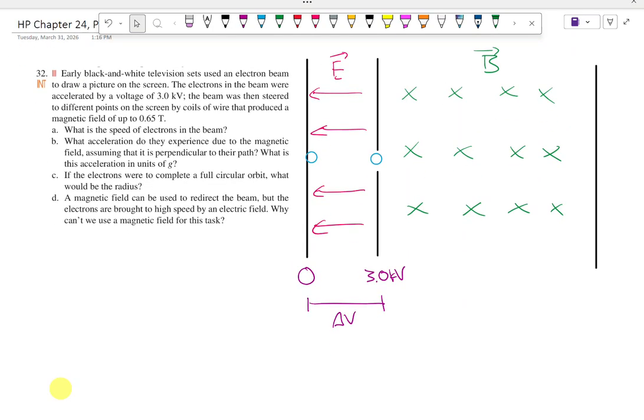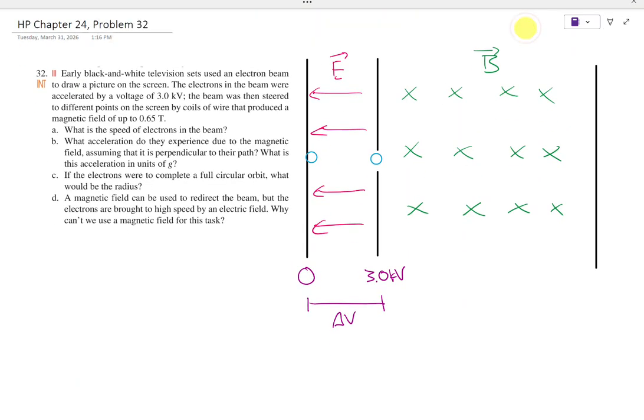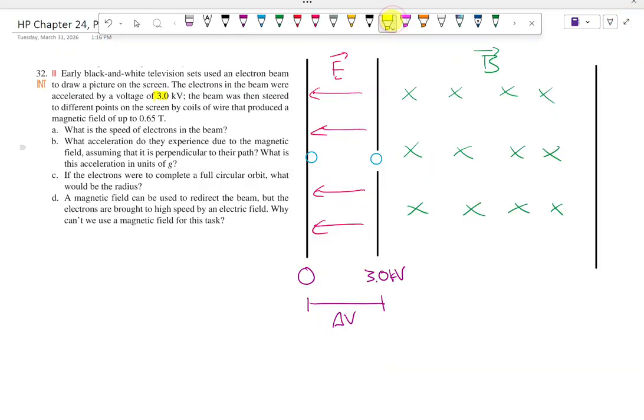All right, hi everybody. This video was asked for, so this is chapter 24, problem 32. Early black and white television sets used an electron beam to draw a picture on a screen. The electrons in the beam were accelerated by a voltage of 3 kilovolts. The beam was then steered to different points on a screen by coils of wire that produced a magnetic field of 0.65 Tesla.